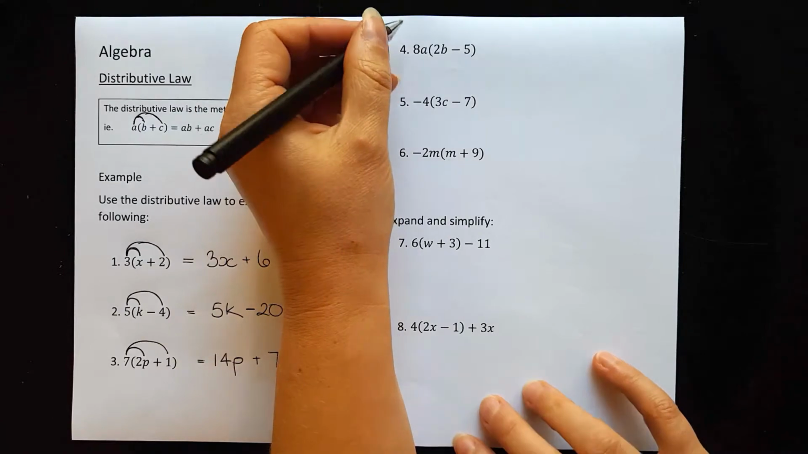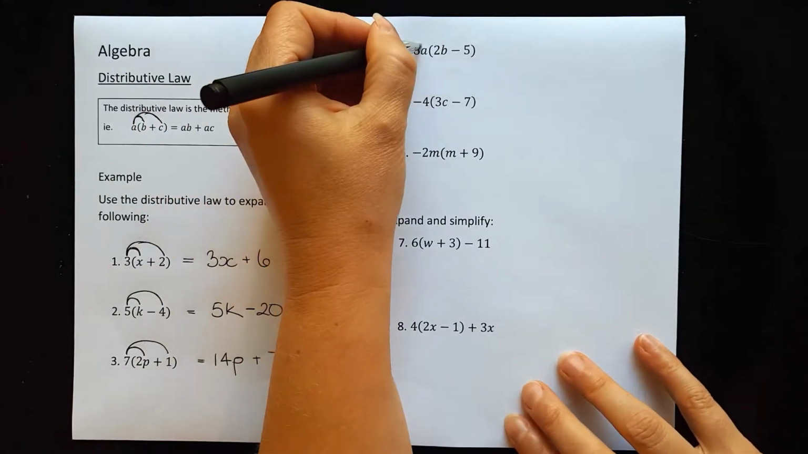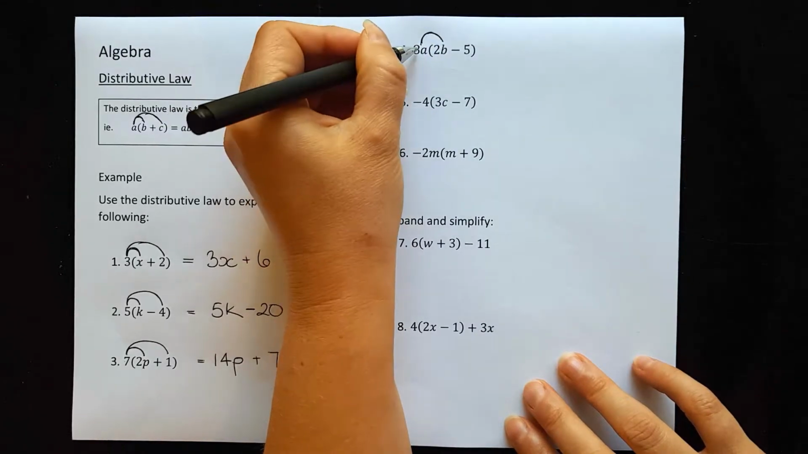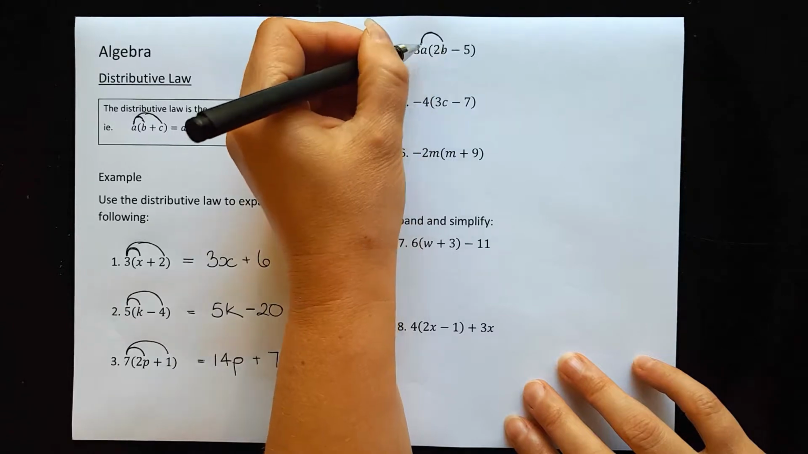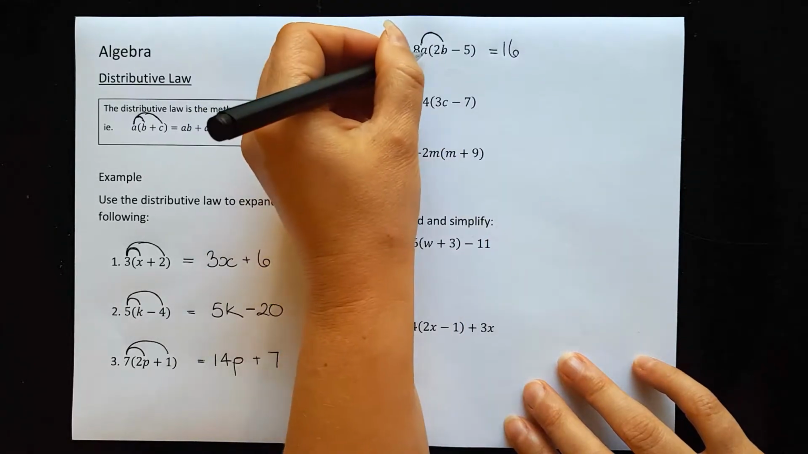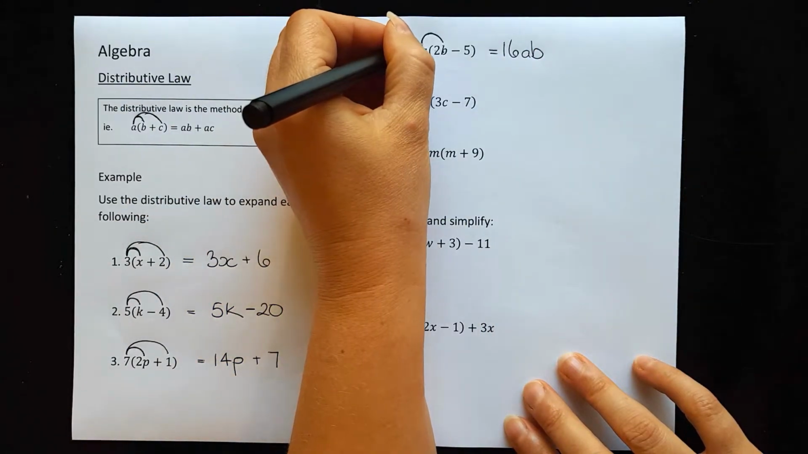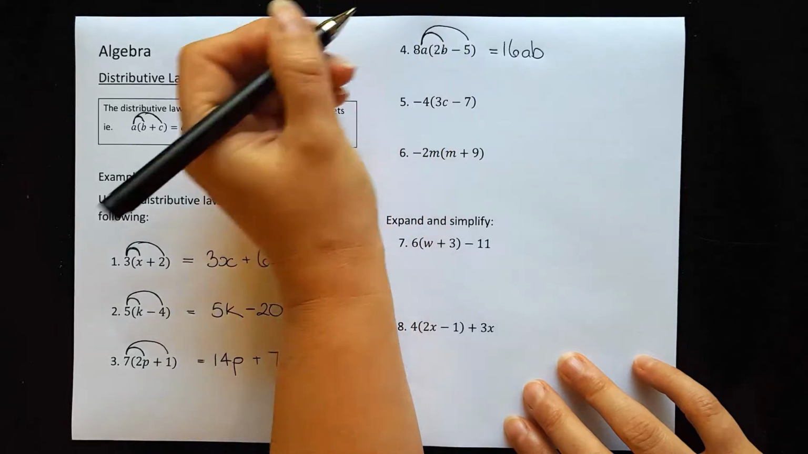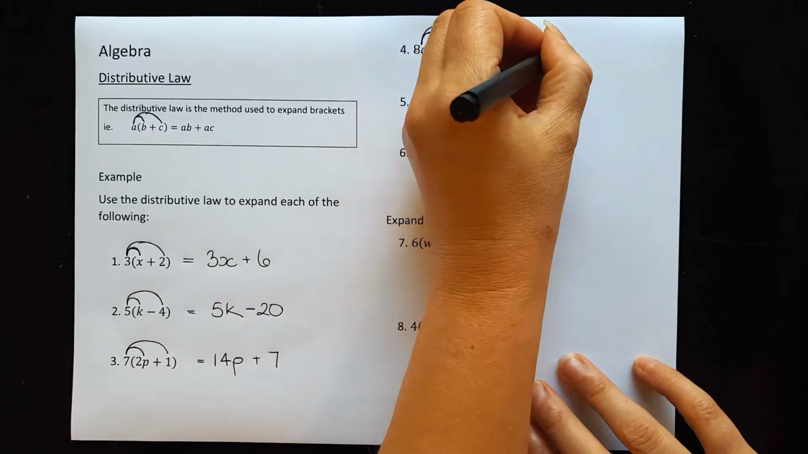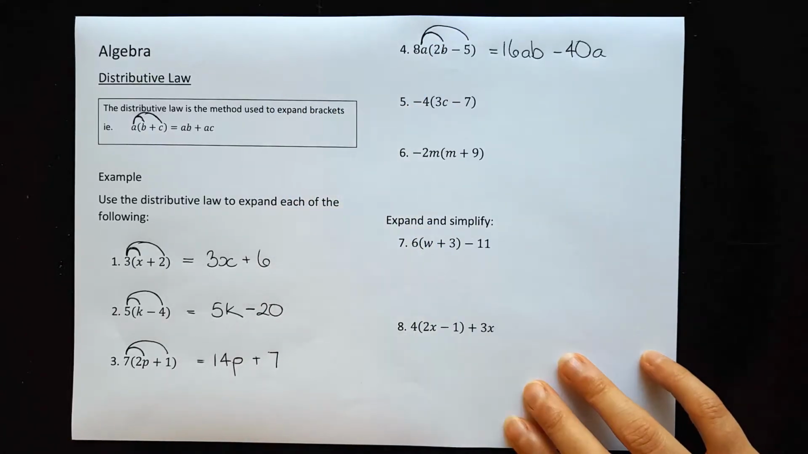Question 4, 8a bracket 2b minus 5. Multiply the thing outside the bracket with the first one. So 8a times 2b, multiply the numbers. 8 times 2 is 16, and the letters collect afterwards, a, b. Multiply 8a by negative 5. 8 times a negative 5 will make a negative 40, and we also have an a to put there.